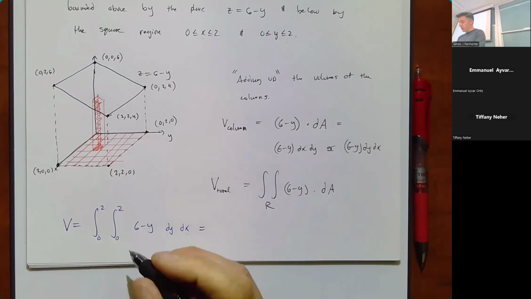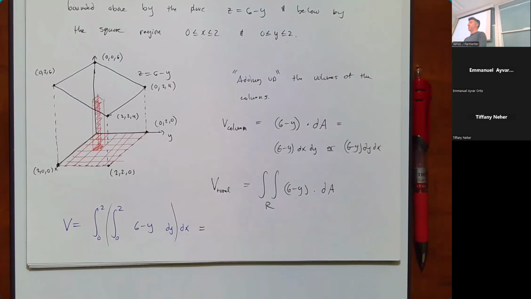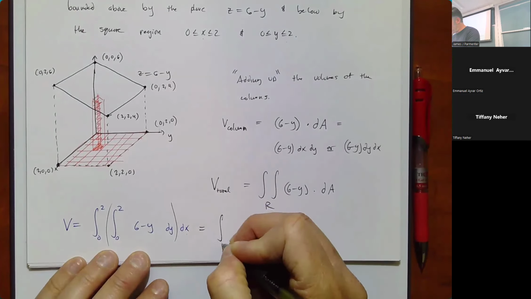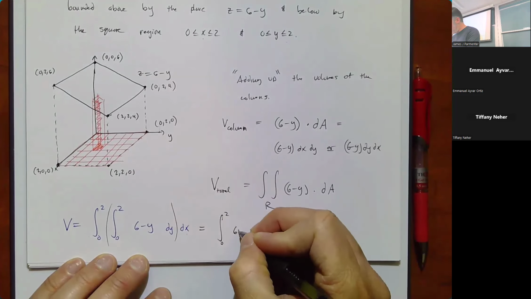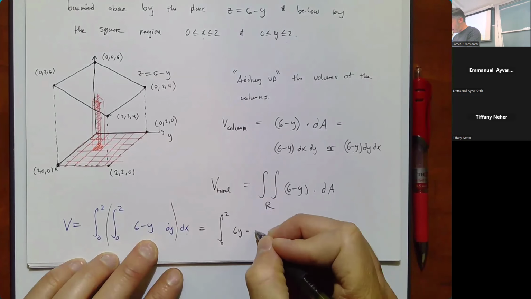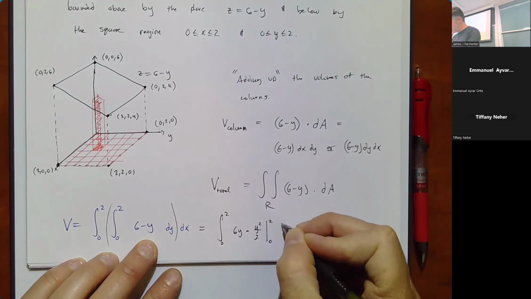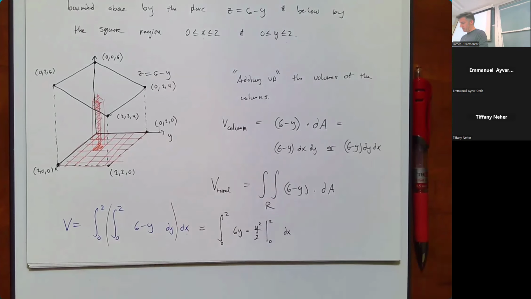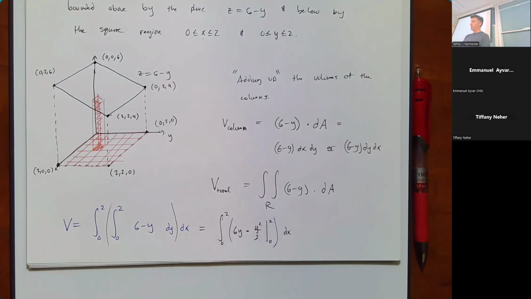Now we're going to do the inner integral. And the inner integral, we're going to anti-differentiate with respect to the variable y. So first write the outer one. So I still have 0 to 2. The antiderivative of 6 is 6y. The antiderivative of y is y squared over 2. And we're going to go from y equals 0 to y equals 2. We still have this dx on the outside.